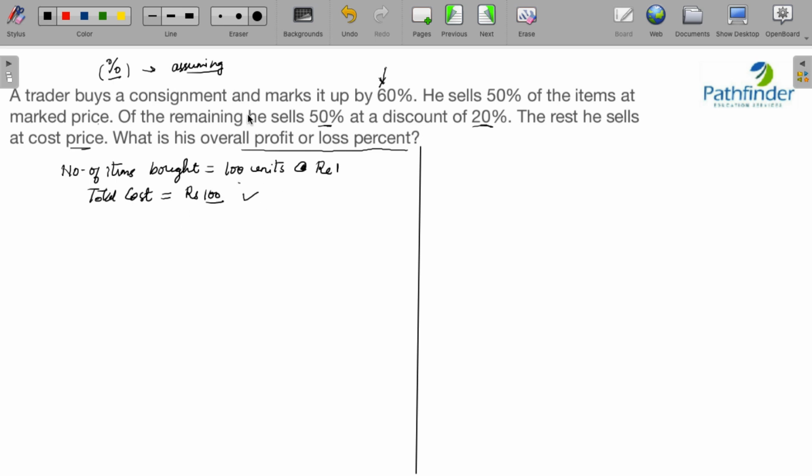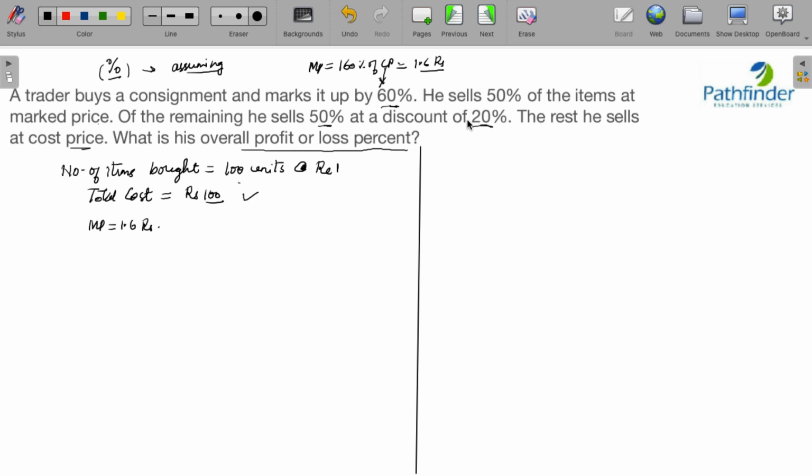Now let us use the remaining information given in the question. He marks up his consignment by 60%. So if the consignment is marked up by 60%, what is the relation between cost price and mark price? So mark price must be 160% of cost price, CP plus 60% of CP. So that is 1.6 rupees. So your marked price is 1.6 rupees.